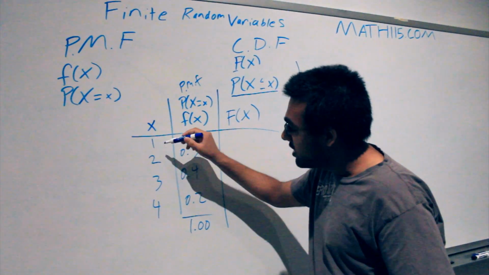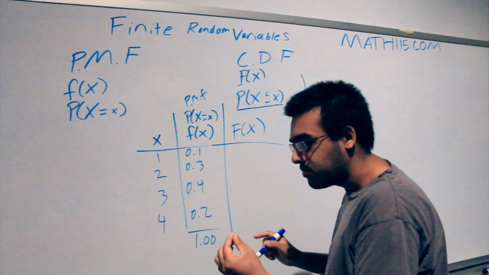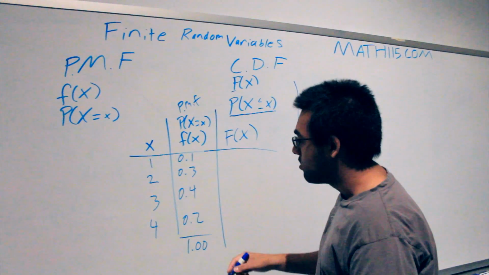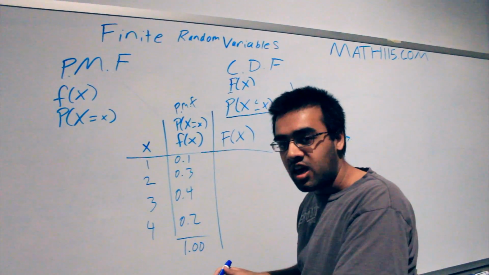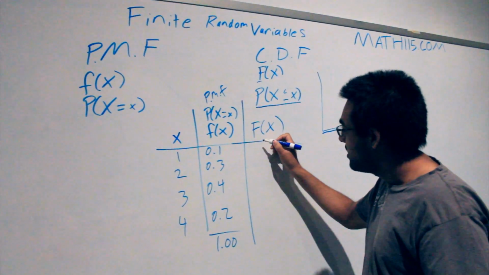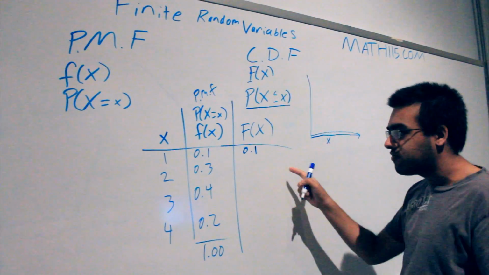So if you're looking at this, the way you should interpret it is that the CDF of 1 means the probability of 1 and anything that came before 1. Well, since 1 is your first possibility, there is nothing that came before 1. It's just 1. So the probability that you get 1 is going to be 0.1 for this CDF. So you start off the same.